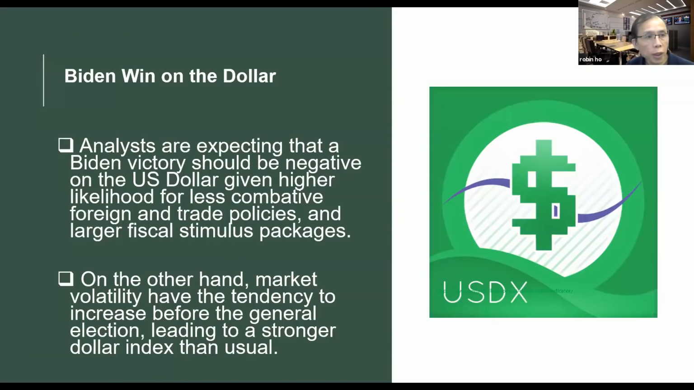So if Biden wins, what happens to the dollar? Analysts expect a Biden win will be negative for the dollar, given the high likelihood of less competitive foreign and trade policy, and also a lot of spending in the form of a larger fiscal stimulus package. A lot more money is going to be printed, and later I'll show you how much.